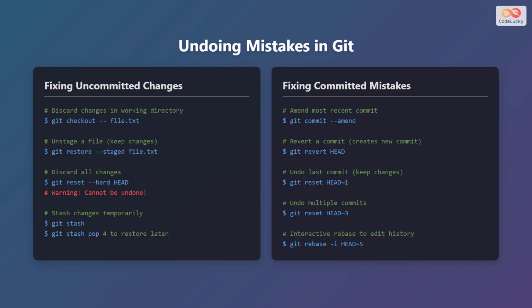To stash changes temporarily, use git stash and git stash pop to restore them later. To amend the most recent commit, use git commit --amend. To revert a commit and create a new commit, use git revert HEAD. To undo the last commit while keeping the changes, use git reset HEAD~1. To undo multiple commits, use git reset HEAD~3. For more complex history editing, use interactive rebase with git rebase -i HEAD~5.